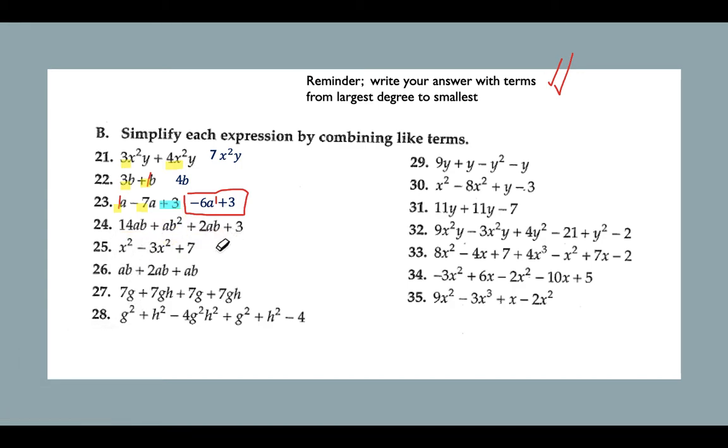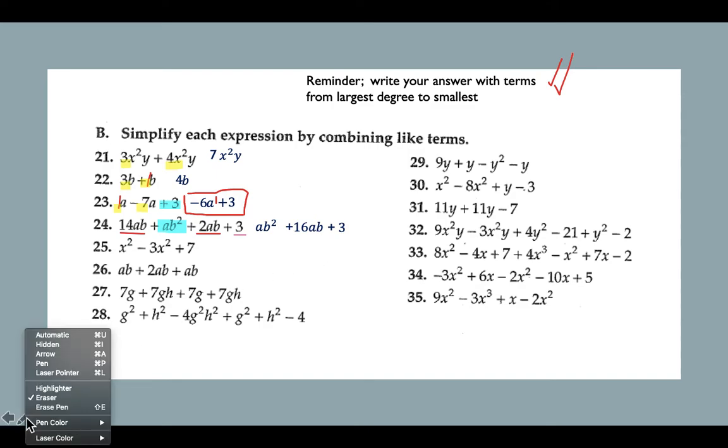The reason why is because, again, you want to write your terms with the largest degree to the smallest. Well, ab squared has the largest degree, so I'm going to write ab squared first. Next, I'm going to combine 14ab and 2ab. They have the same variable, and then I'm going to add 14 and 2, which gives me 16ab. And then notice there's nothing that I can combine with 3. So I'm going to bring that plus 3, and this is my final answer.